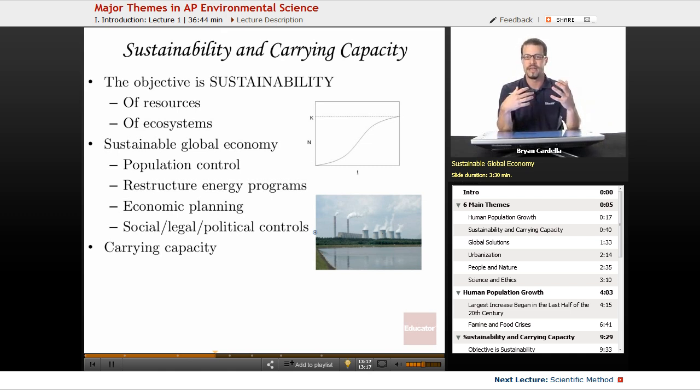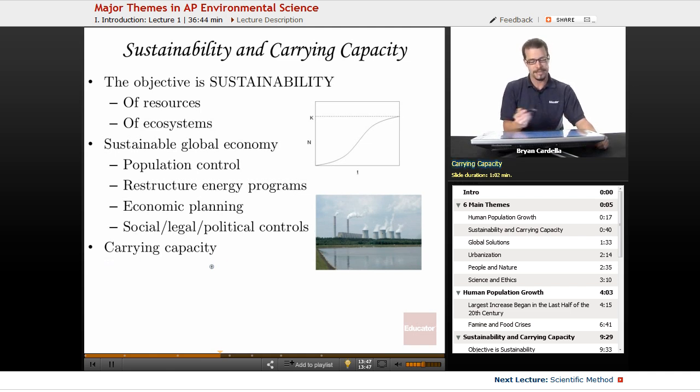Social, legal, political controls. Governments can step in and help initiate some of these changes. And it's not going to be easy. There are going to be some growing pains in terms of making transitions to renewable resources. But we've seen countries do this. We've seen countries, especially some countries in Central and Northern Europe, who've led the way in wind power, in solar power, and doing a lot of good and actually making it something that has economic benefits.